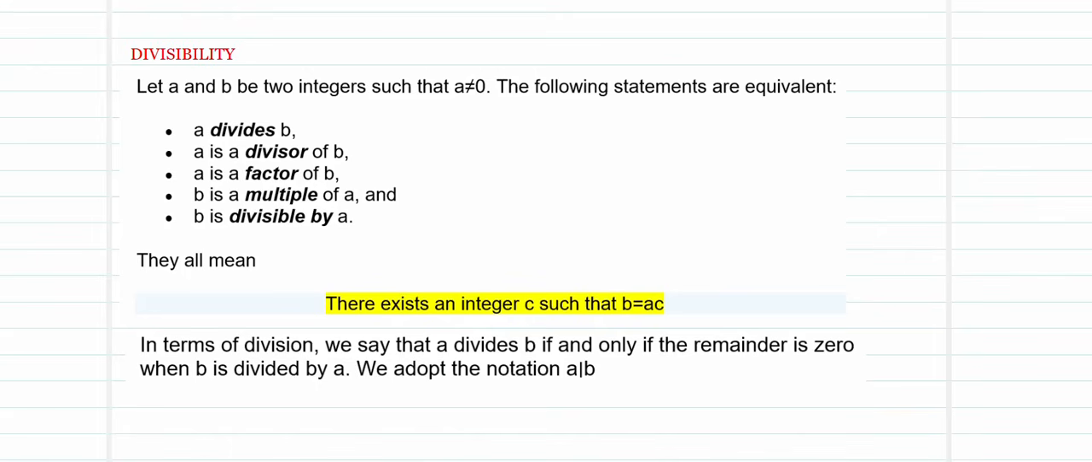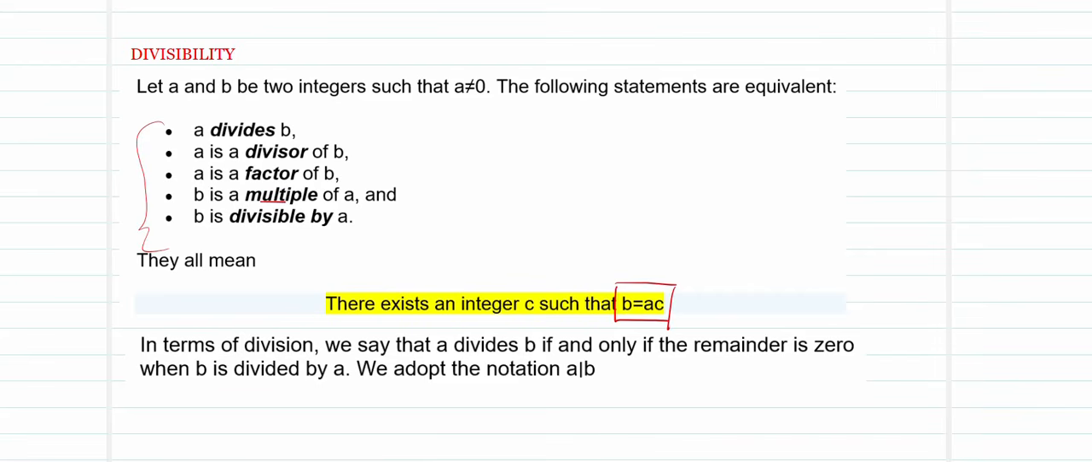Definition: divisibility. Let a and b be two integers such that a is not equal to 0. Then the following statements are one and the same. We can say a divides b, a is a divisor of b, a is a factor of b, b is a multiple of a, b is divisible by a, and so on. So what do these concepts mean to us? They say that there is an integer c such that b can be expressed as the product ac.